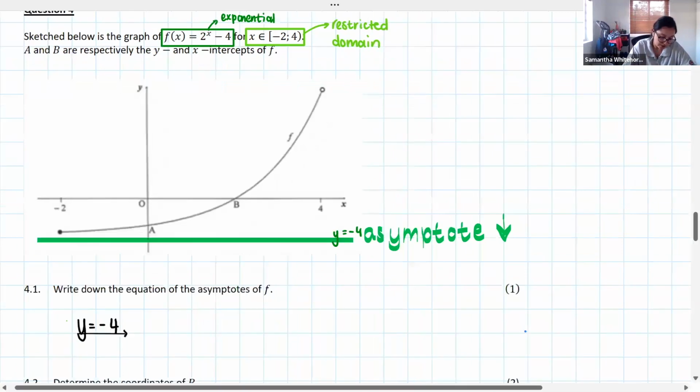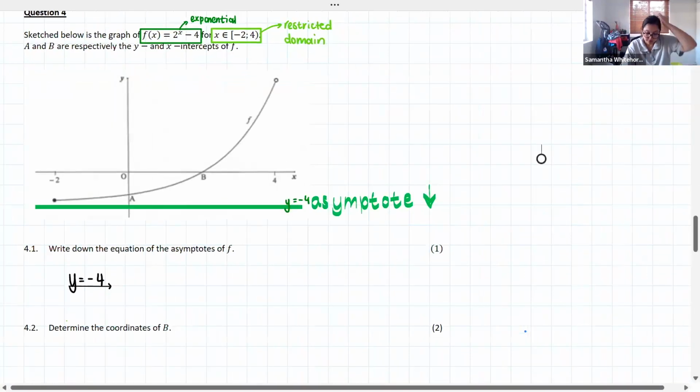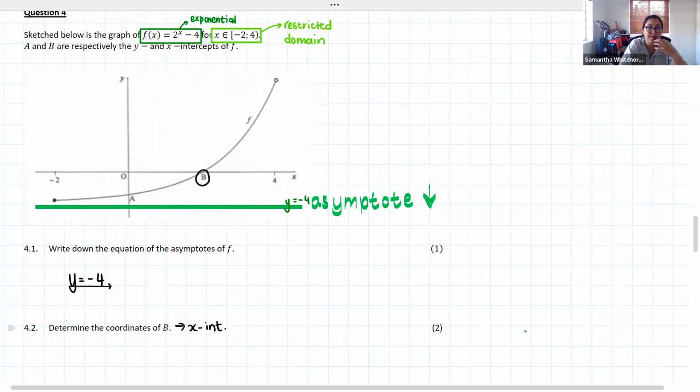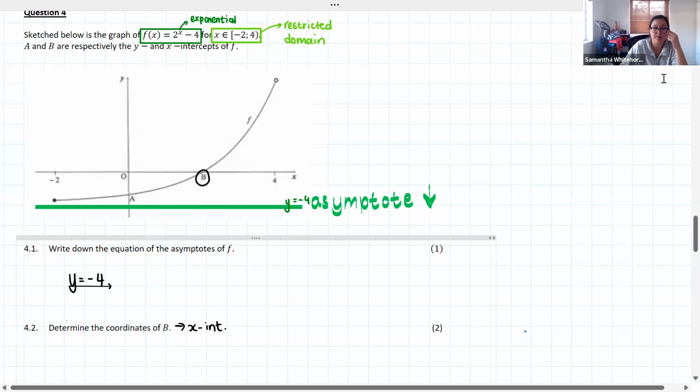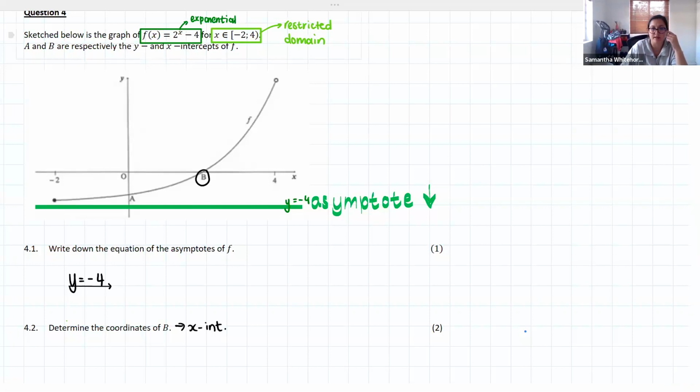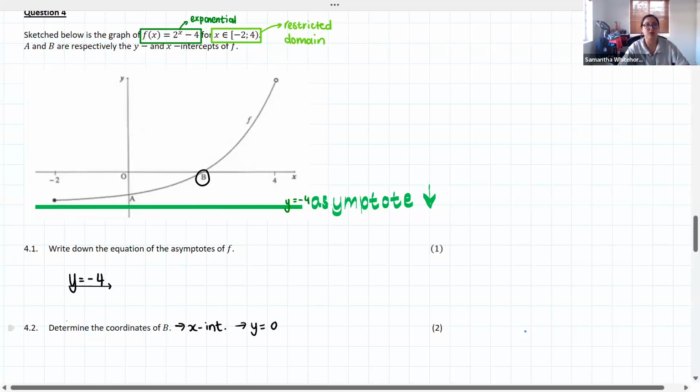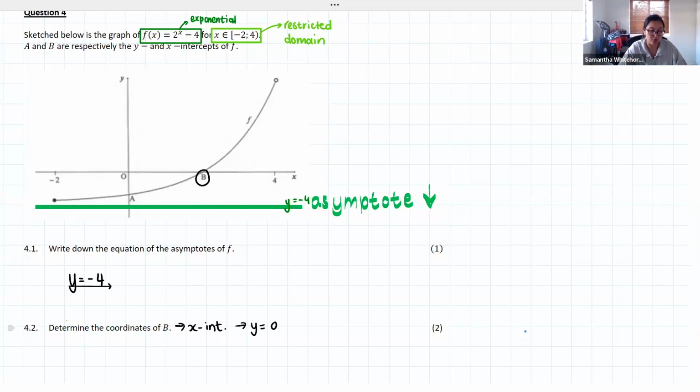If we then have a look at 4.2, it says calculate the coordinates of B. Now, B, remember, is your x-intercept. So can someone remind me, how do we work out the x-intercept of any function? Nice, guys. Exactly. This is now where we make y equal to 0. So I want you to work out for me the x-intercept, or the coordinates of B.